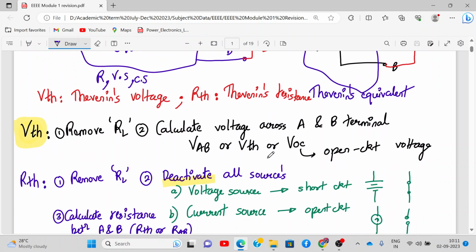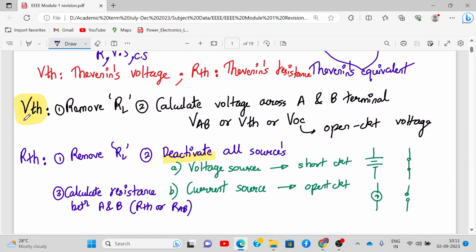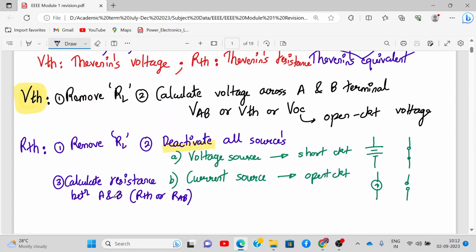And how to calculate Thevenin's equivalent? For the voltage, we remove the load resistor RL and calculate the voltage across A and B terminals, that is called VAB, VTH or VOC. Then to calculate RTH, we remove RL and deactivate all sources. What do you mean by deactivating all sources? Voltage source becomes short circuit and current source becomes open circuit. And then calculate the resistance between A and B. Alright.